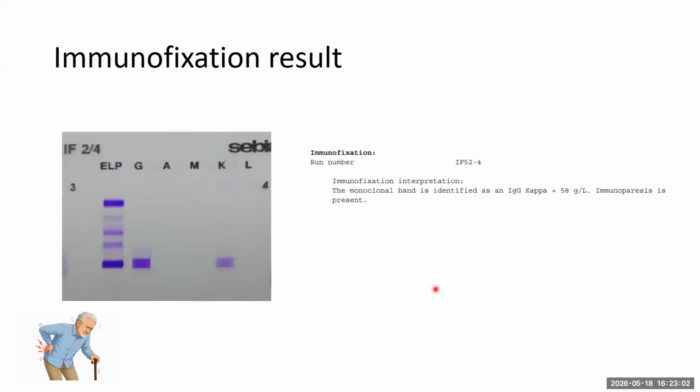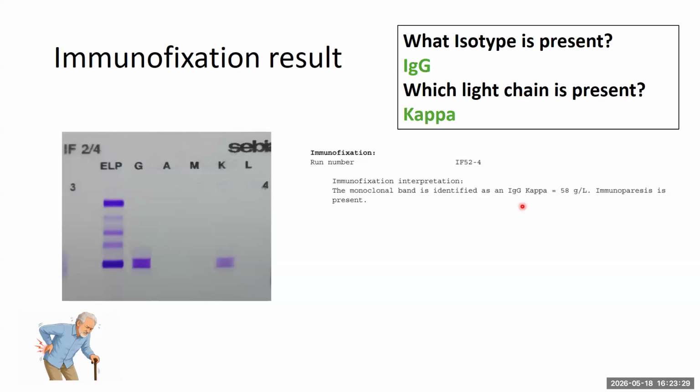And if we look at how it's interpreted, it's a qualitative assessment which describes the isotype and the light chain. It also reports that immunoparesis is present based on the absence of other heavy chains and the absence of the light chain. So the value of 58 grams per liter does not come from the immunofixation result, but rather the serum protein electrophoresis result. So immunofixation helps us to answer the questions, what isotype is present, and in our case it's IgG, and which light chain is present, and the answer to that is kappa.